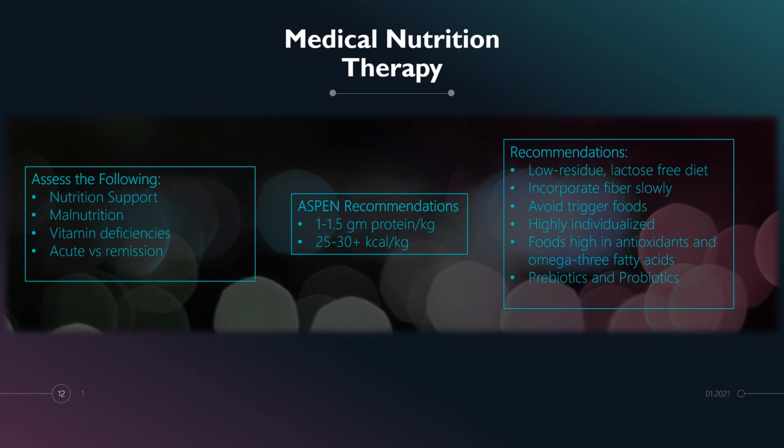ASPEN recommendations say that 1 to 1.5 grams of protein per kilogram of body weight is appropriate for adults who are in a Crohn's flare-up. And they also suggest 25 to 30 or more, again, it's very highly individualized, calories per kilogram of body weight for the patient experiencing a Crohn's flare-up.